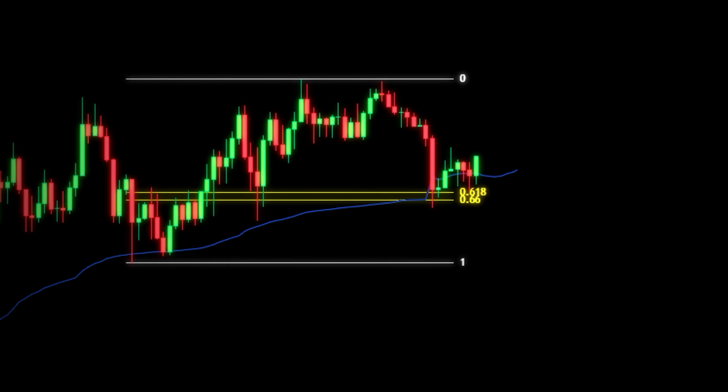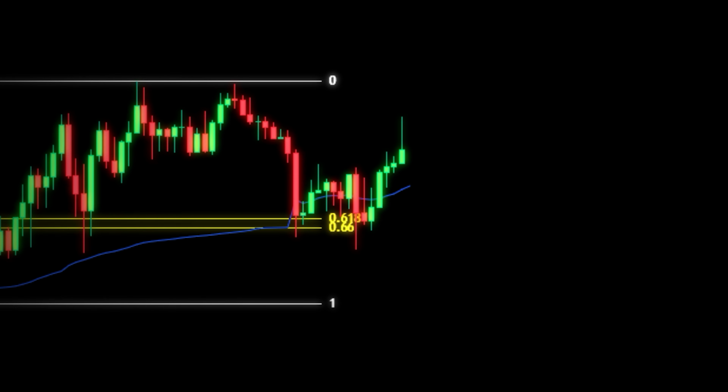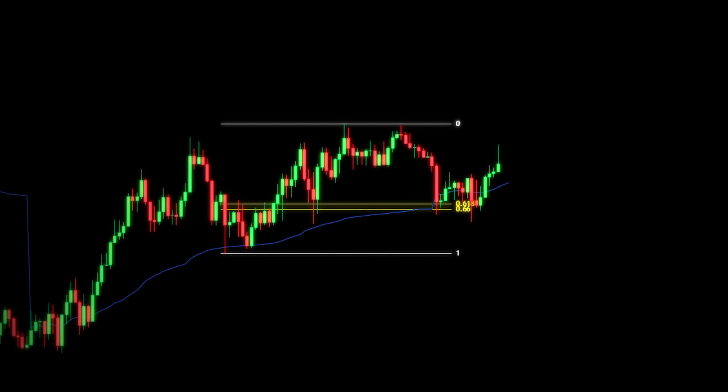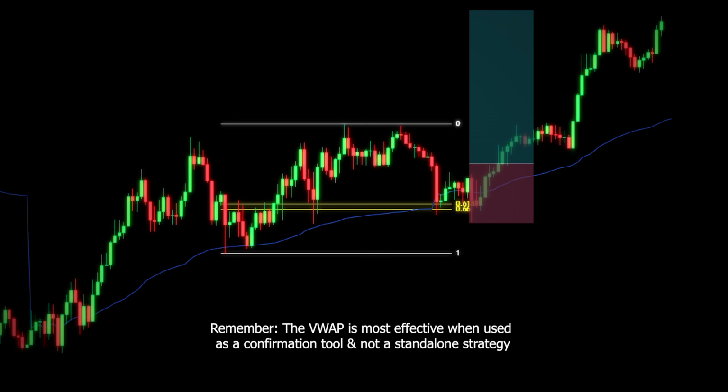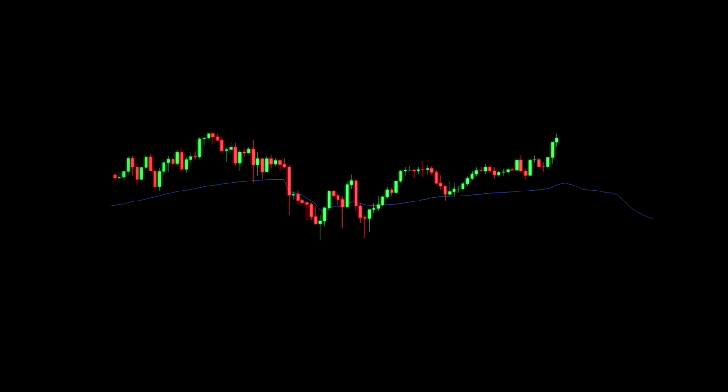Here, price pulls back and reacts beautifully at that VWAP and 618 zone, then breaks to the most recent swing high. We can look to enter on a long on the break of structure or a bullish candle close, setting our stop loss below the recent low, or the VWAP if it's tighter, and targeting the next major resistance for a 1 to 2 or 1 to 3 risk to reward. Simple, clean, high probability. Remember, the VWAP is most effective when used as a confirmation tool and not a standalone strategy.